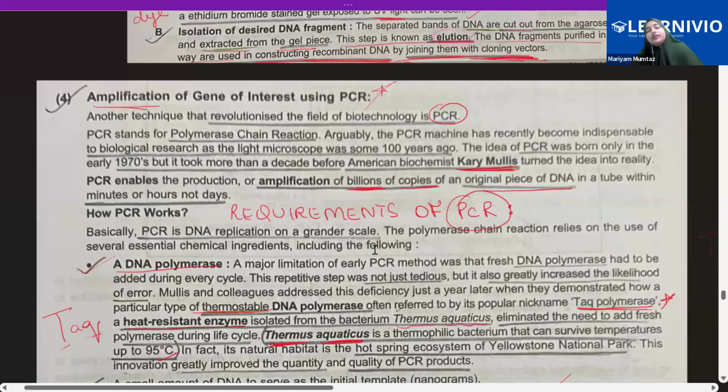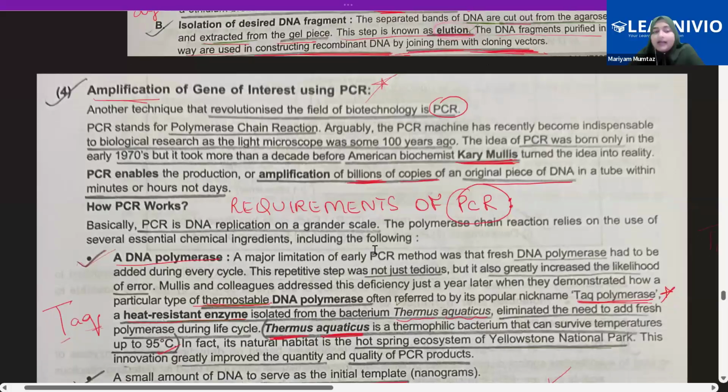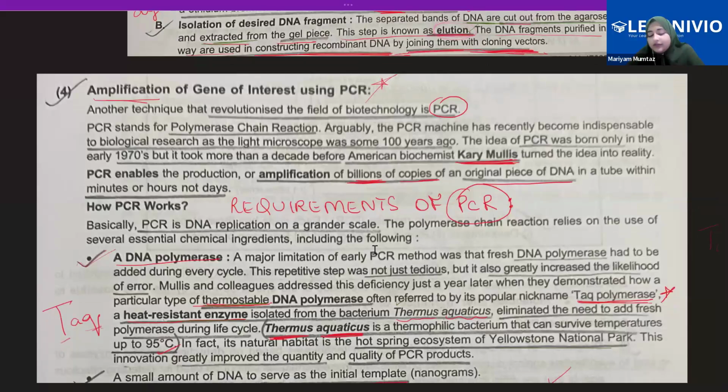Now the gene of interest that you're taking out, you have to amplify it. Another technique is PCR. Now you know PCR stands for polymerase chain reaction, which was developed by Kary Mullis. In PCR, there are 3 steps that have to be taken: denaturation, annealing, and extension. And in this process, you require DNA polymerase for the extension.